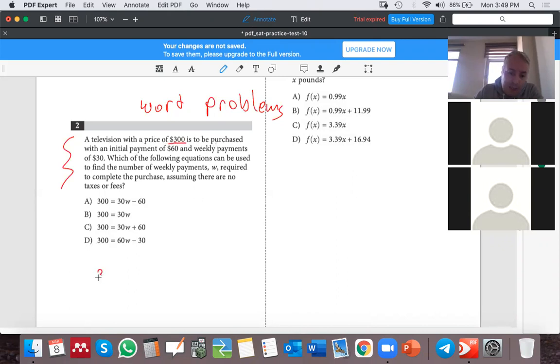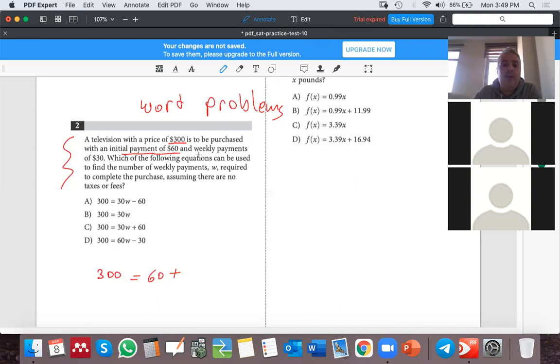So I know that the price of the television is $300. Okay. And it said initial payment. What does it mean? When you go to shopping center, you pay $60. It says $60 at the beginning. So what is the remaining one? 300 minus 60, which is 240. So you will pay this 240 with monthly basis probably, or weekly basis.